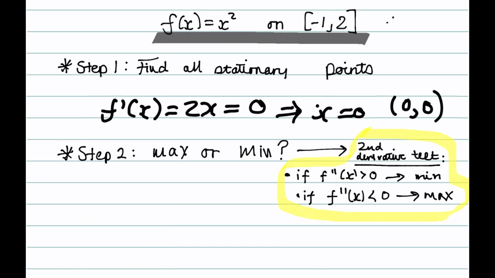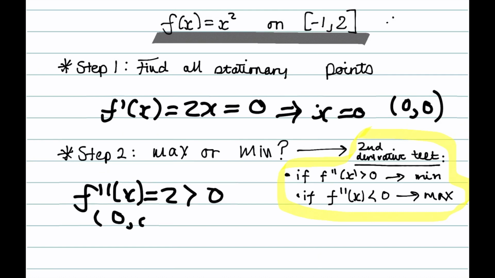Okay, next step is to classify this stationary point as a minimum or maximum value. And we do that using the second derivative test. So if the second derivative of f of x is positive, then it's a minimum value, and if it's negative, then it's a maximum value. So let's take the second derivative of f of x. f double prime of x is going to be equal to 2, which is in fact positive. So (0, 0) is a minimum value. But is it a relative or absolute minimum? We don't know. We need to check this.